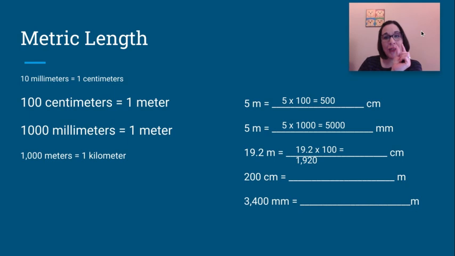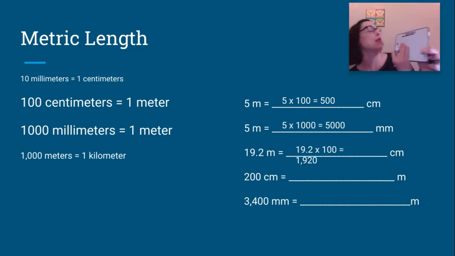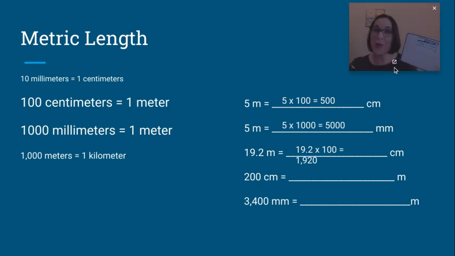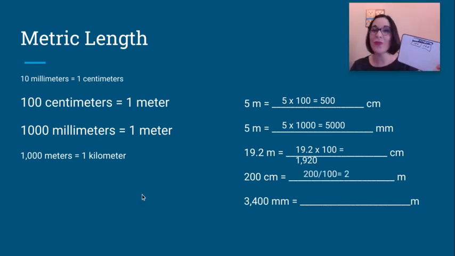For the next two conversions, we're going the opposite way. We're going from our smaller unit, centimeters, to meters, and our tiny unit, millimeters, to meters. So this time, my total length is 200 centimeters. I want to know how many meters that would be. So I need to know how many groups of 100 would go into 200. And I know that 200 divided by 100 equals 2. So that equals 2 meters.